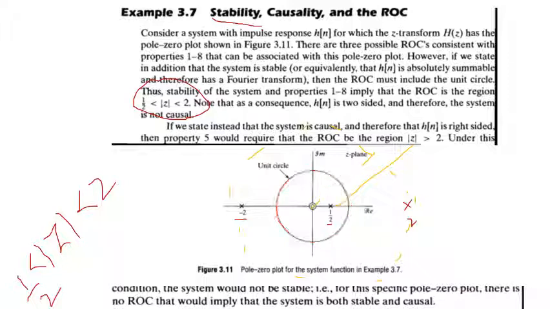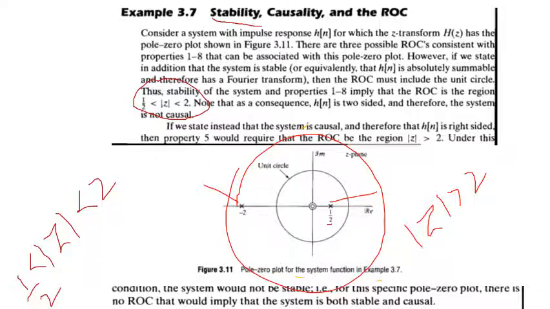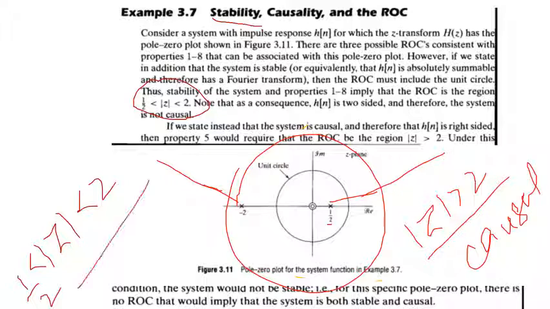For causality, the ROC needs to be right-sided. If this is right-sided and this is right-sided, the overlapping appears after 2, so z mod greater than 2. If this is a circle of radius 2, and 1 by 2 is smaller, the overlapping appears after 2. So the signal will be causal for this kind of ROC, and for this kind of ROC it will be stable.